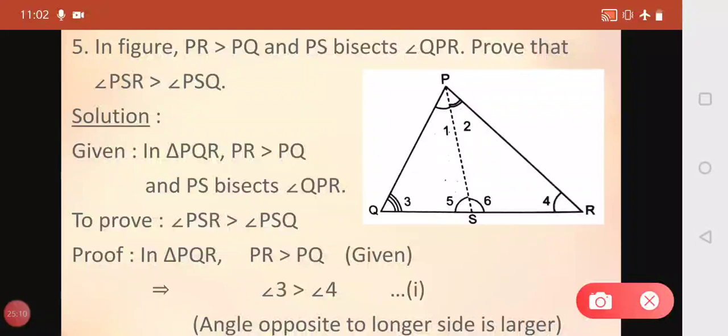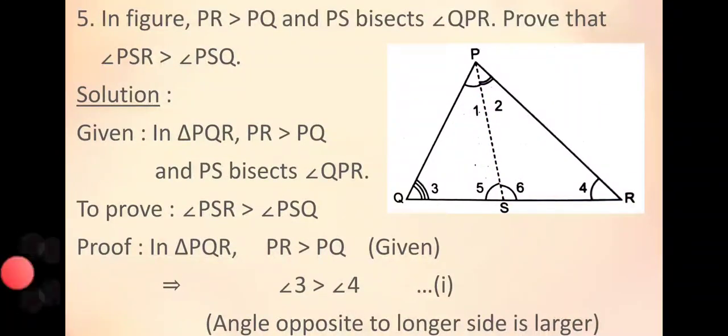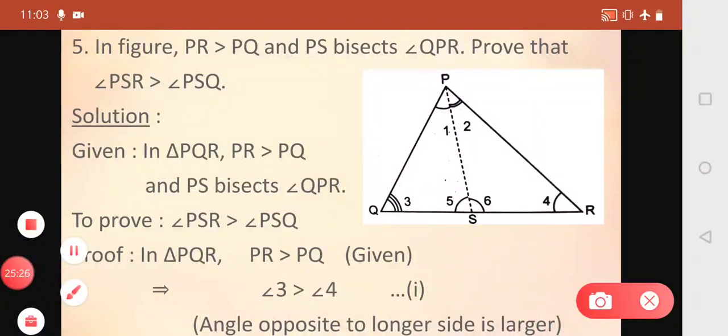Yes, it is seen in the figure itself that angle 6, this is our angle 6, is angle PSR. Similarly, angle 5, this angle, is angle PSQ. So we write angle PSR is greater than angle PSQ, hence proved.